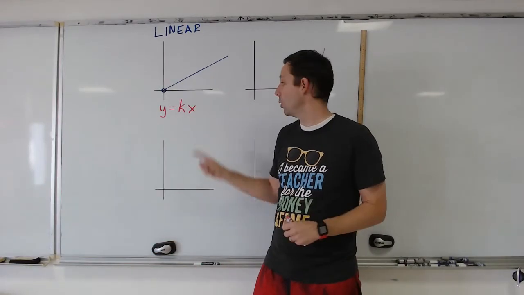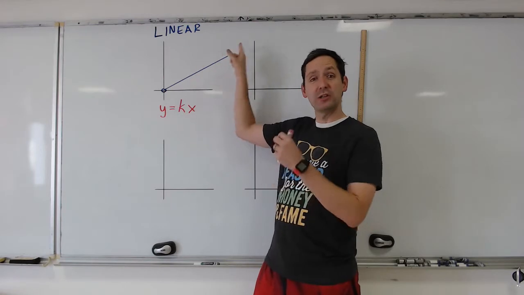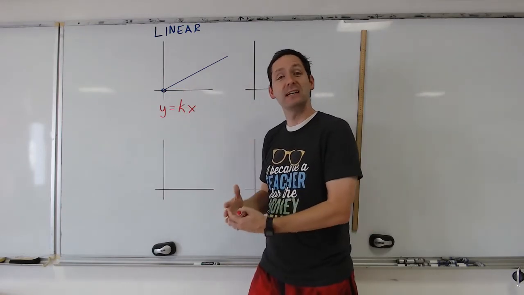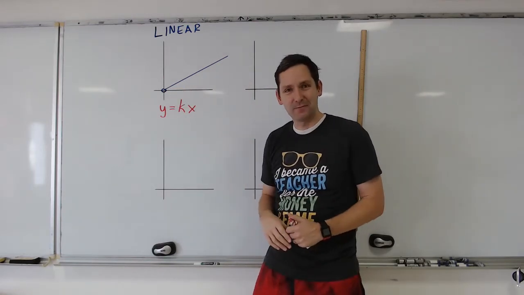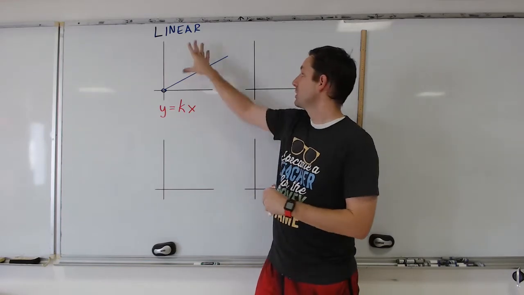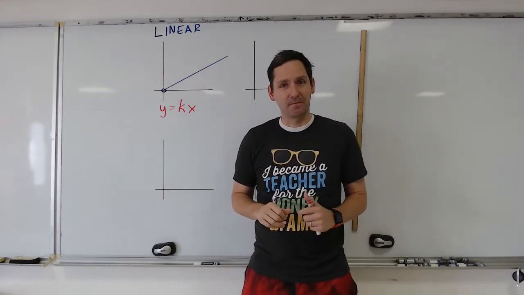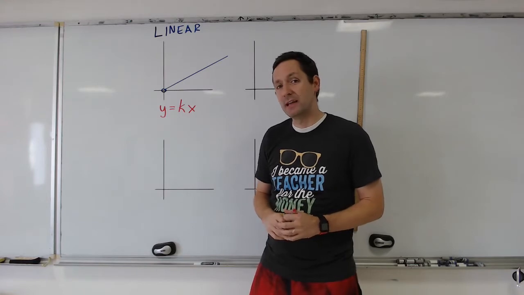And if we can find out what k is, if we can find out what the slope is, that will tell us something significant about the situation that we have. All right, so that's our first of the big four, linear. Okay, now the second one is quadratic.